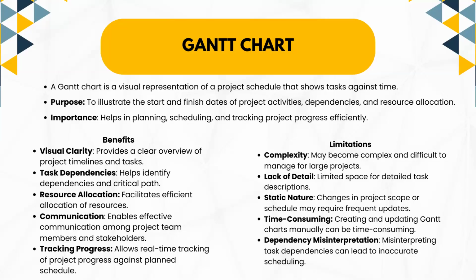Some of the limitations are: one, complexity. It may become complex and difficult to manage for large group projects. Lack of detail. There's limited space for detailed task descriptions. Static nature. Changes in project scope or schedule may require frequent updates. Time consuming. Creating and updating a Gantt chart manually can be time consuming. Dependency misinterpretation. Misinterpreting task dependencies can lead to inaccurate scheduling.